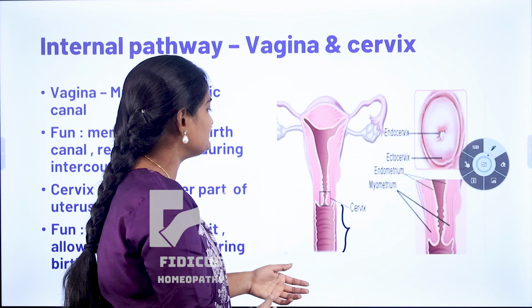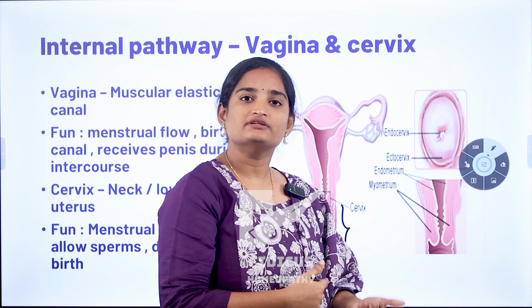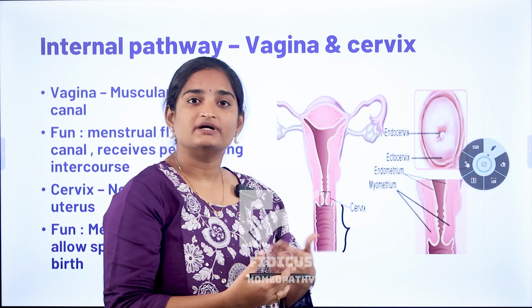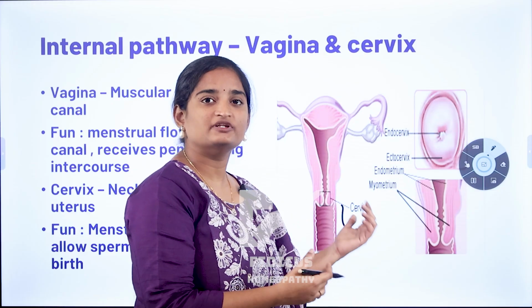The vagina helps in the passage of menstrual blood and also the passing of the baby during pregnancy. The vagina is also called the birth canal during pregnancy, and it also receives the penis during intercourse. This is all about the vagina.